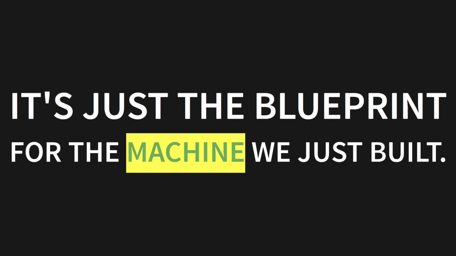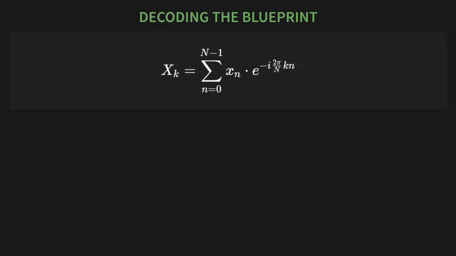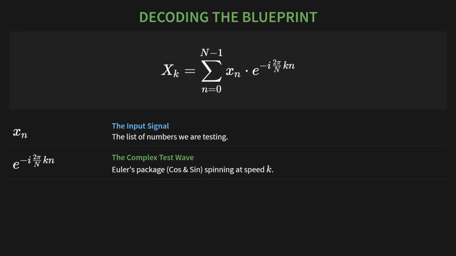So let's decode that blueprint, symbol by symbol. First up, that x sub k on the left, that's just the final complex score our machine spits out for a specific frequency, k. Next, that big Greek letter, sigma, that's just our accumulator. It means add everything up. It's the summing part of our machine. Easy. The x sub n, that's your input signal, the list of numbers we're testing. And that crazy-looking e term, e to the power of negative i something something, that's just Euler's magic package. It's our complex test wave generator, spinning at speed k. It's the cosine and sine waves, all wrapped up in one.